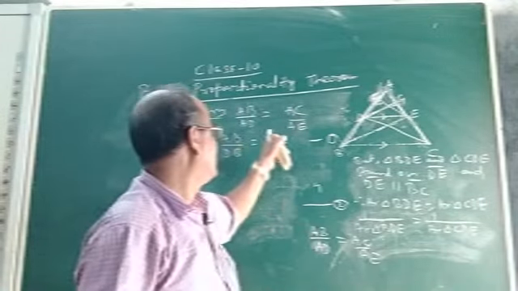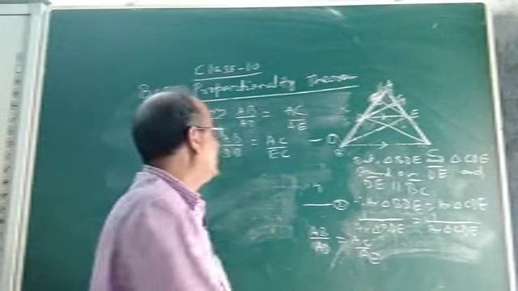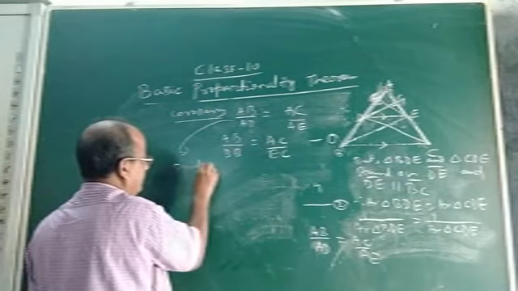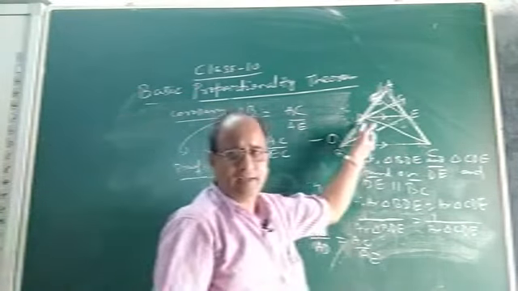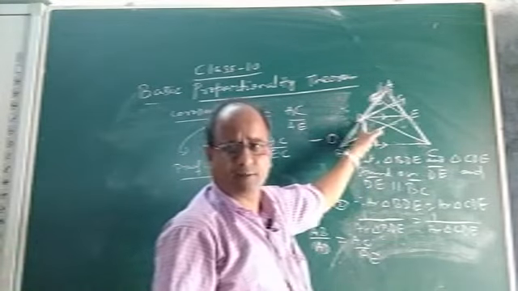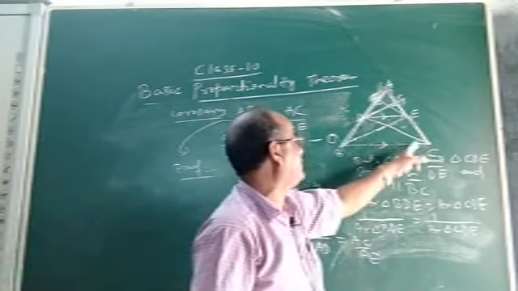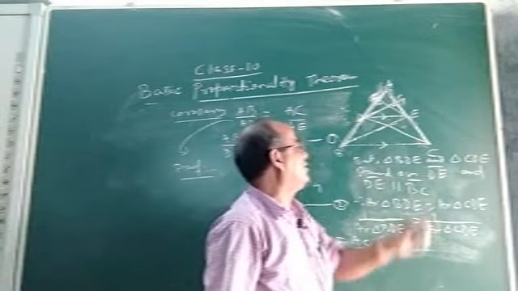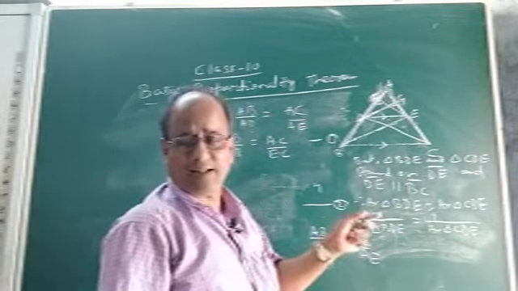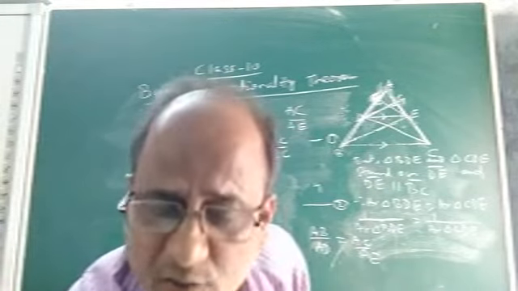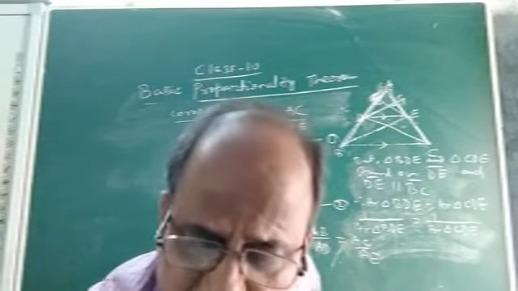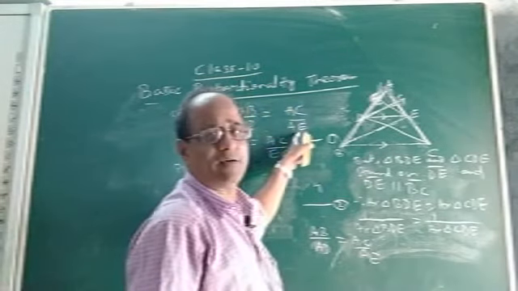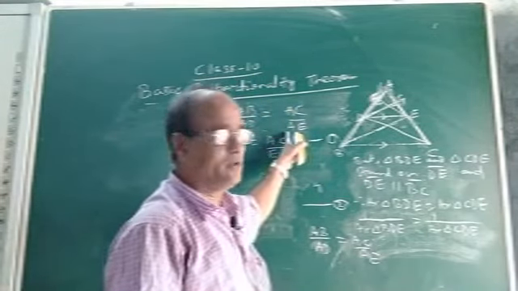You can easily prove this part, AD by DB. Let me do the proof of this one. It is very simple, children. In the basic proportionality theorem, we came to know that if DE is parallel to BC, then the ratio of AD by DB equals AE by EC. That means the line segment divides the two sides in the same ratio. Now this is one part of this theorem. How to prove it?